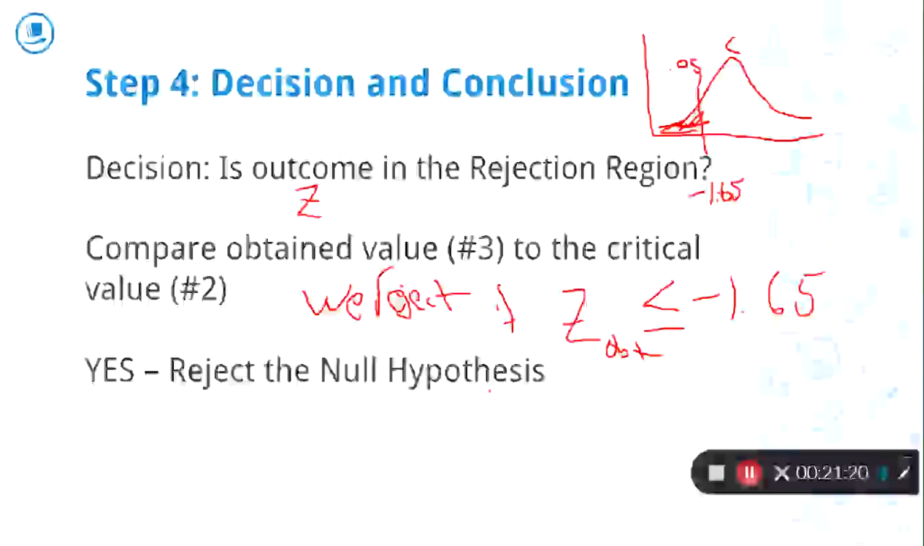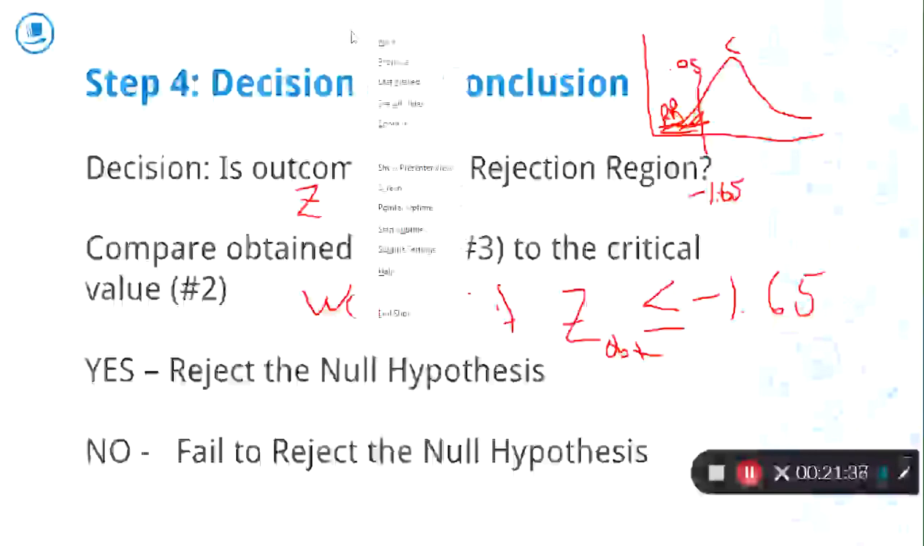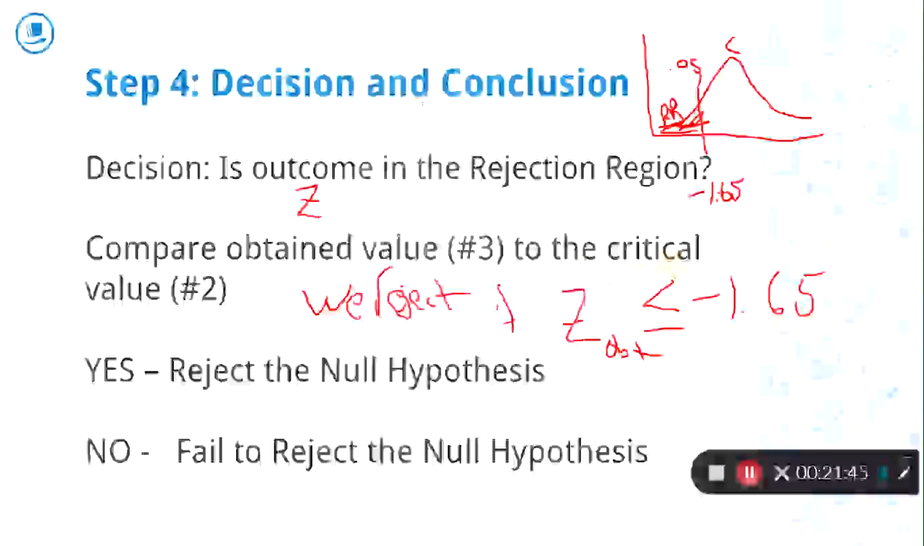Right? So if it is in the rejection region, if it is less than or equal to negative 1.65, we reject the null hypothesis. If it's not, we fail to reject the null hypothesis. So here the rejection region is what is in red. I'm going to write that in there. And then the other part is fail to reject. I'll make that green. Right? Anything over here, we fail to reject the null hypothesis, FTR.